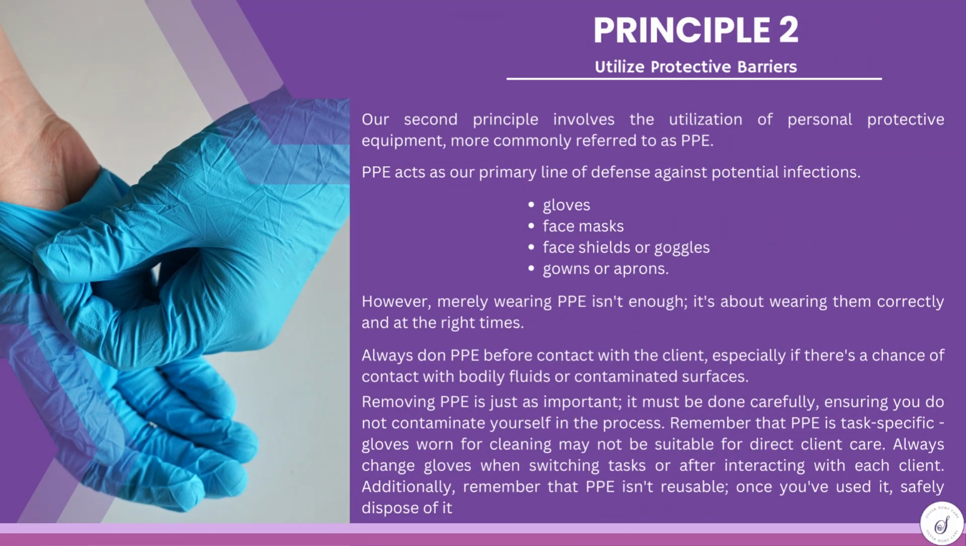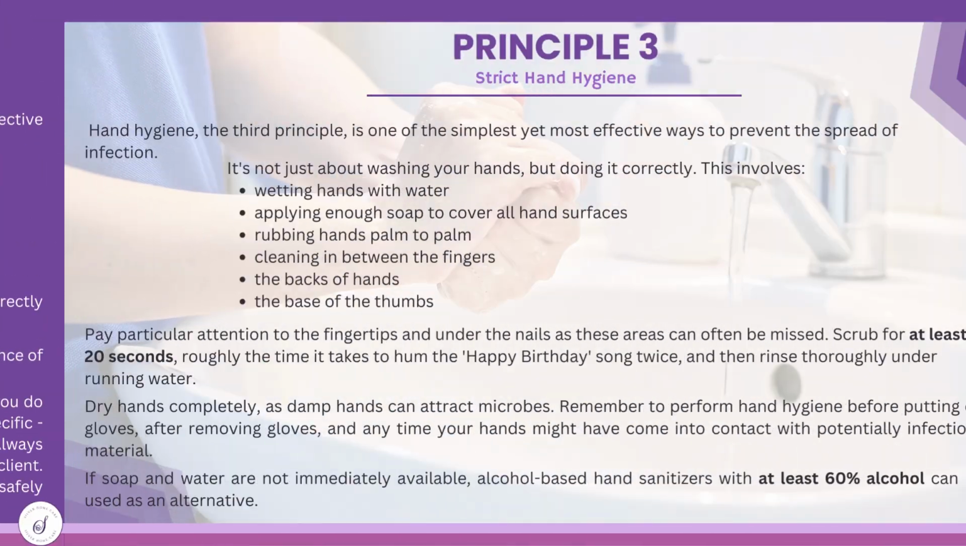Principle 2. Utilize protective barriers. Our second principle involves the utilization of personal protective equipment, more commonly referred to as PPE. PPE acts as our primary line of defense against potential infections. It includes items like gloves, face masks, face shields or goggles, and gowns or aprons. However, merely wearing PPE isn't enough, it's about wearing them correctly and at the right times.